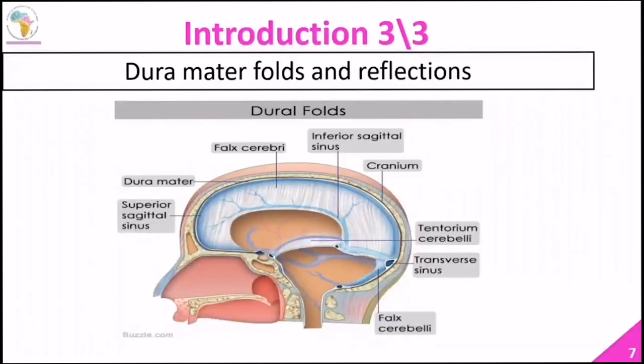Fourth is the sellar diaphragm. It is the smallest dural fold. It is a circular sheet of dura suspended between the clinoid processes, forming a partial roof over the hypophyseal fossa. It covers the pituitary gland in the fossa and allows passage for the pituitary stalk.